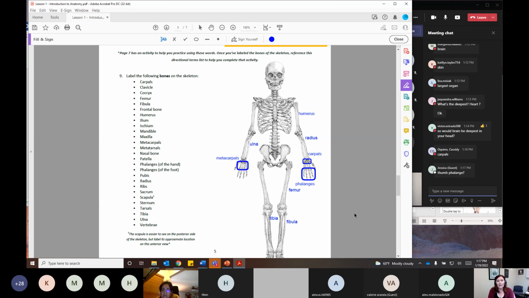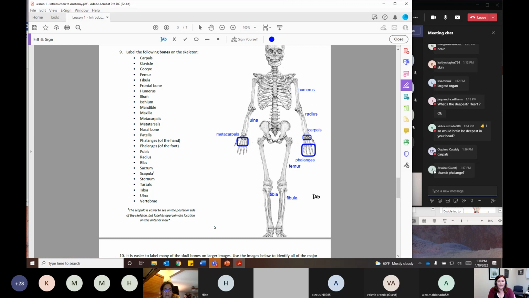Yeah, Jessica asked a good clarifying question. The thumb does have phalanges as well. My box didn't quite get it. The thumb has 2 phalanges. All the other fingers have 3 phalanges. So 2, a proximal and a distal phalanx on the thumb. Everything else has proximal, middle, and distal phalanges on it. Yeah, great clarifying question. Those are all the arm bones.